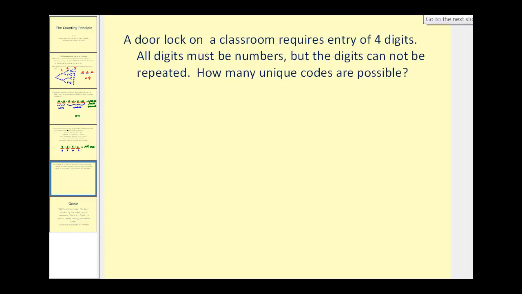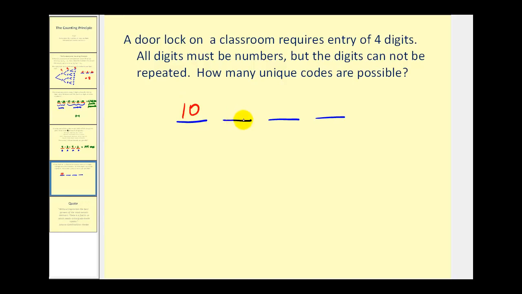A door lock on a classroom requires entry of 4 digits. All digits must be numbers, but the digits cannot be repeated. How many unique codes are possible? So again, this is very similar, except we do have a special condition here that the digits cannot repeat. So it's a slight variation of the counting principle, since each of these digits are not independent because they cannot be repeated. However, for the first digit, there are no restrictions, so there are 10 possibilities, 0 through 9.